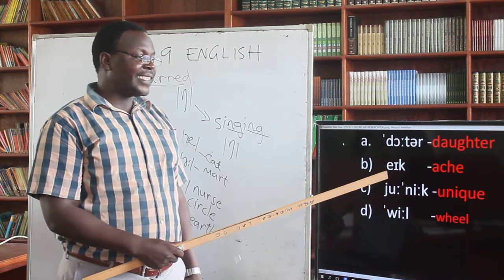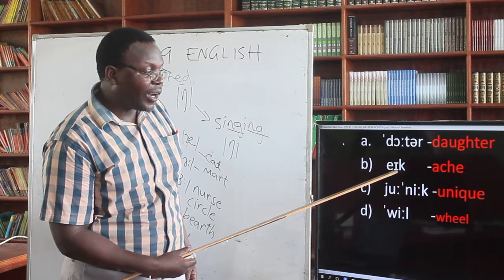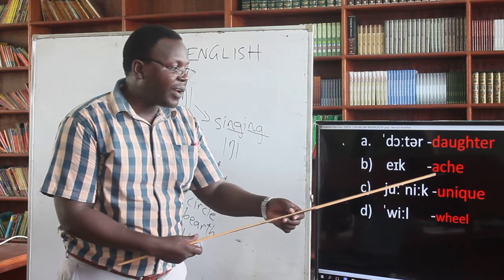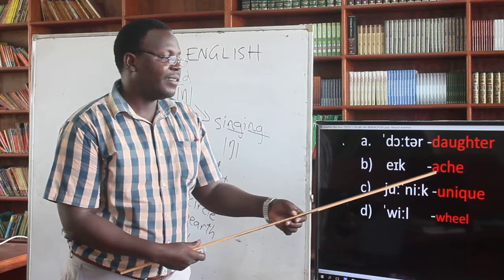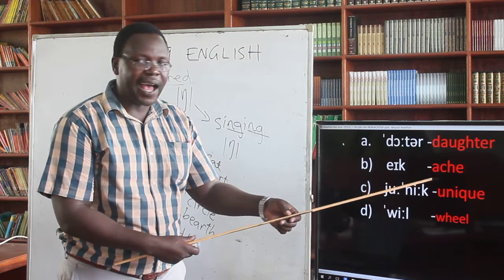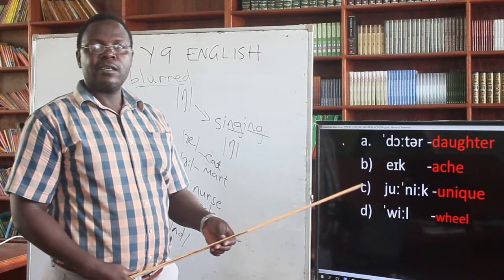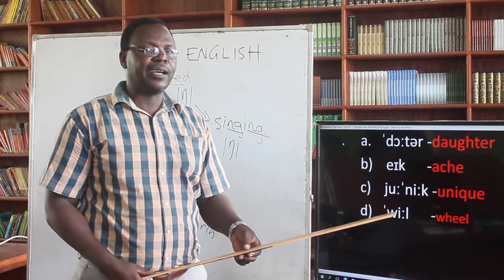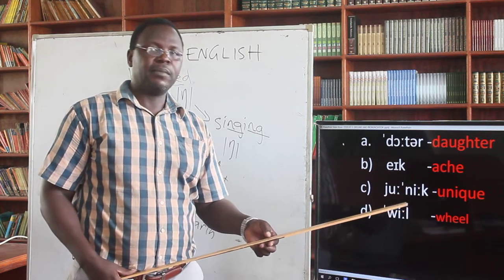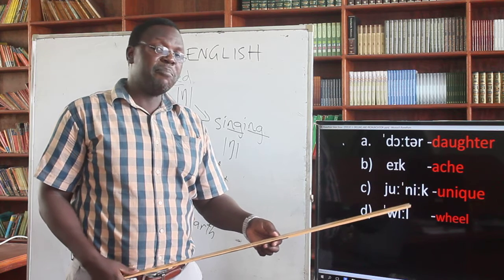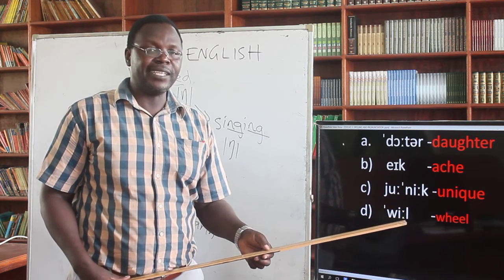Then the next one is ache. Remember, this is a diphthong. So even if we have A, C, H, E, that A there is pronounced as A. Ache. Like you can say make. What is your name? I have made tea.